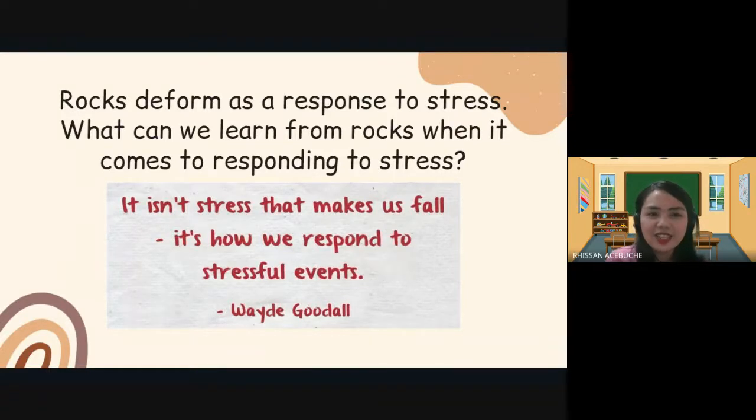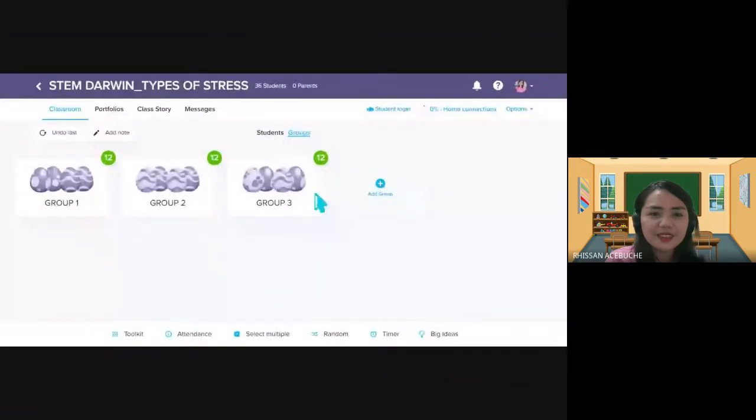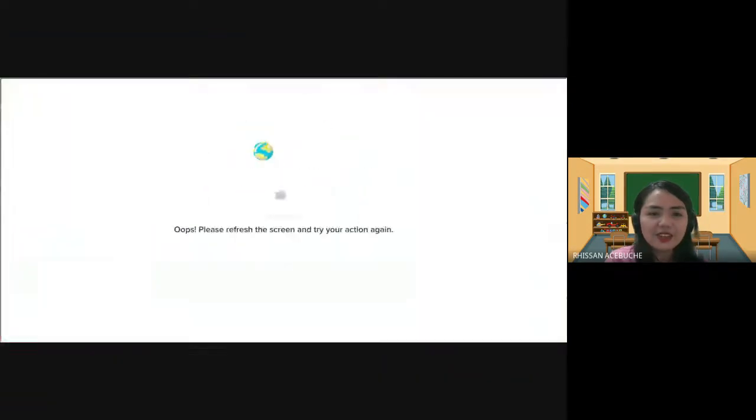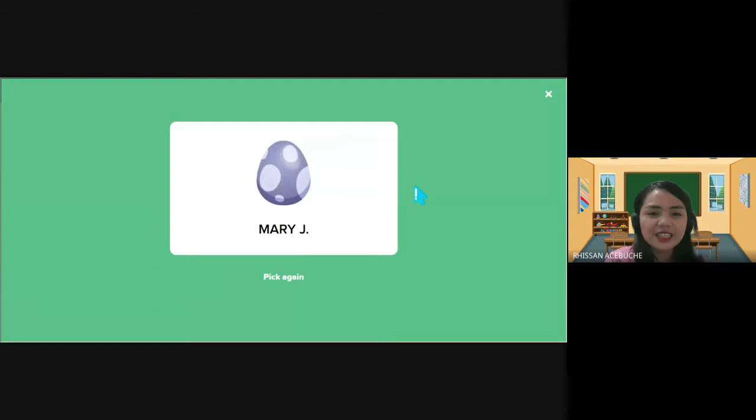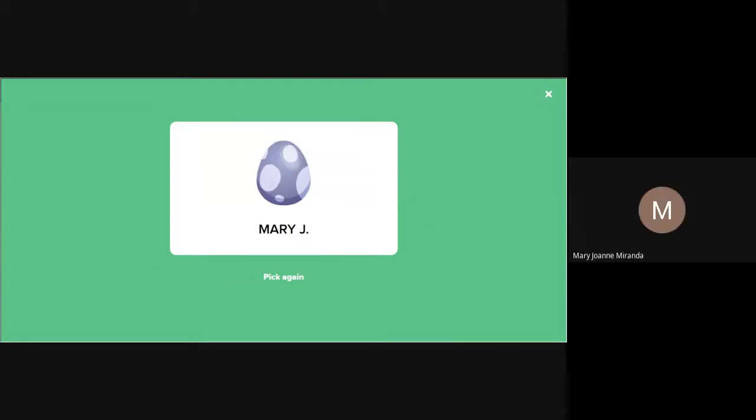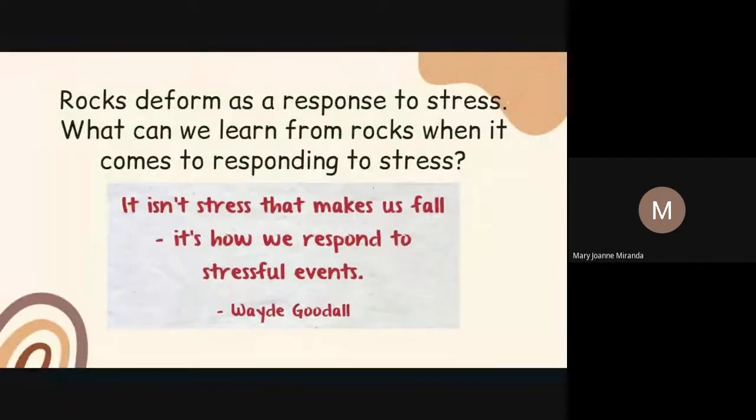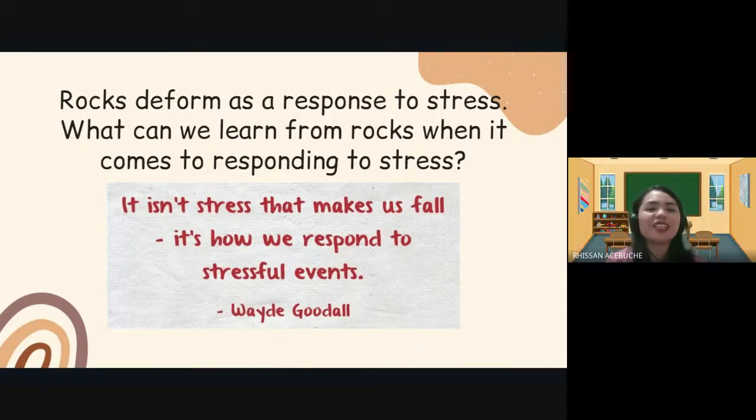Let's call on students. Yes, Mary. Ma'am, just like rocks, we can decide whether we will be a landform or an earthquake, and it's up to us what stress will do to us depending on how we adapt to it. Wow, very good. That's right.